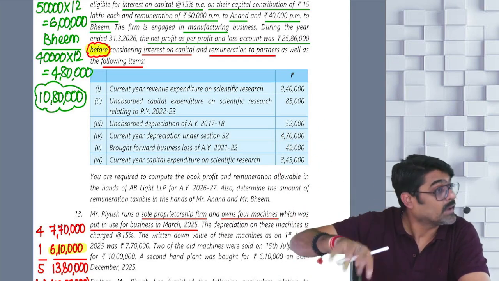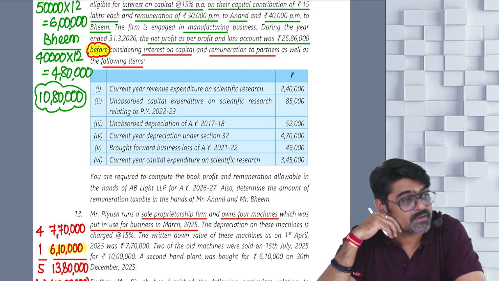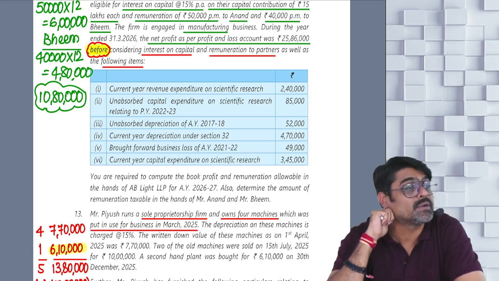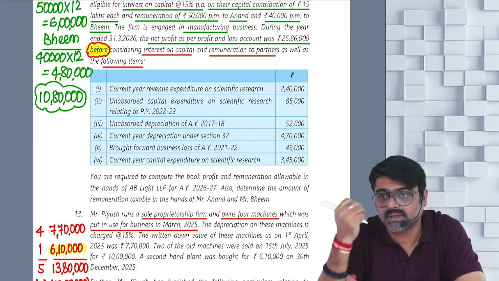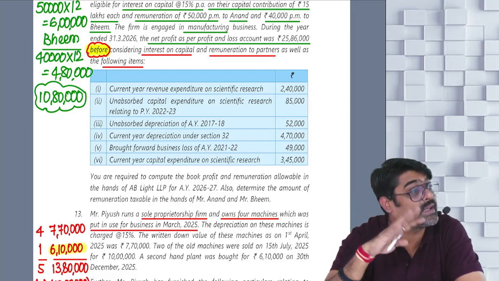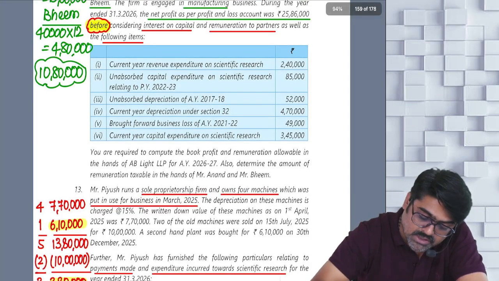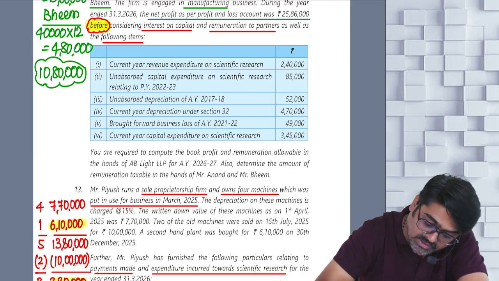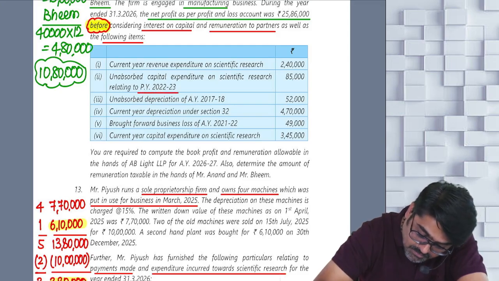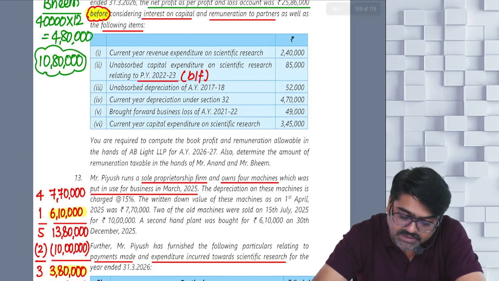Thank God not taken. Anyways, we are not supposed to take the deduction for remuneration to calculate what? Book profits. And these items are also not taken as a deduction. So if the deductions are available for these items, then we are going to take the deduction for these items also. Only then the book profit will be calculated. Now see, current year revenue expenditure on scientific research, unabsorbed capital expenditure on scientific research relating to the previous year 22-23. Can I say this is not for current year, this is for previous year 22-23. Meaning that is not for current year, this is brought forward. This is brought forward unabsorbed capital expenditure on scientific research.